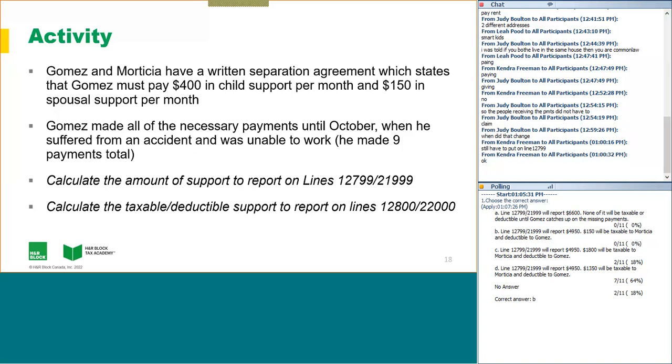So I will notice that pretty much everybody did the opposite. You took the spousal support first, you gave Gomez a nice big deduction, but he has not paid all his child support then, which is not what the government wants. The government wants child support paid first. So the correct answer should be B.